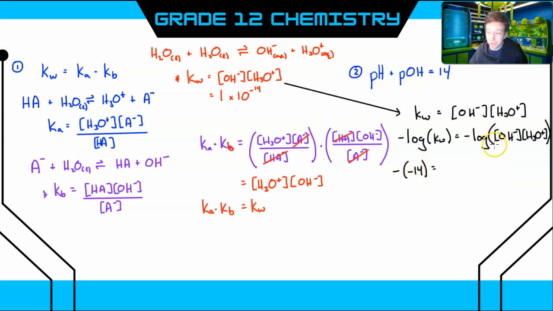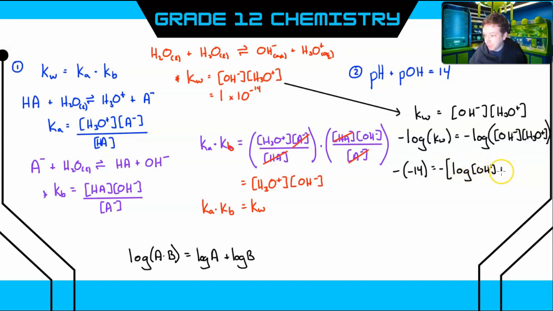And that's going to equal, so now we can apply a property of logarithms. If you've done advanced functions, you know this already. If you haven't, let me just write this below. If you have the log of a times b, this is equivalent to the log of a plus the log of b. So that's the property I'm going to apply here. So I can write that as the equivalent of the log of hydroxide plus the log of hydronium.